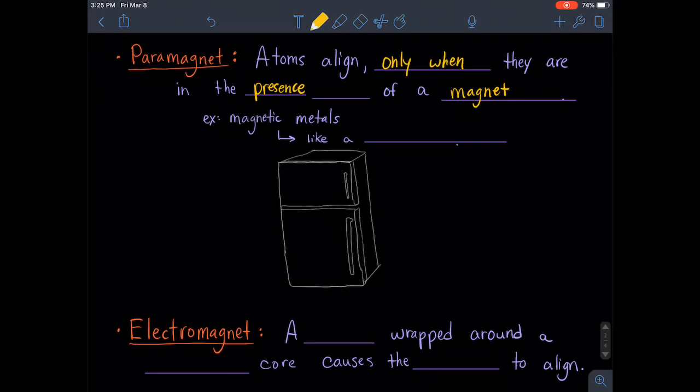So a paramagnet is when the atoms align only when they're in the presence of a magnet. The atoms actually have the ability to shift within the material, which is kind of crazy to think about. If you have a solid substance, we don't generally consider the fact that the atoms are moving around, even though it's a solid, but they do have the ability to actually reorganize themselves.